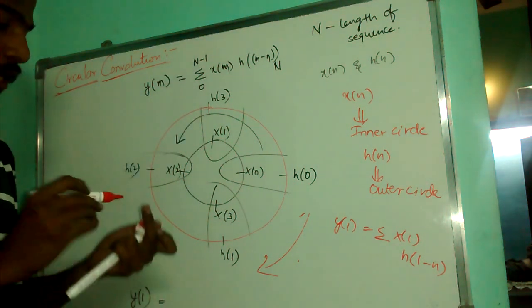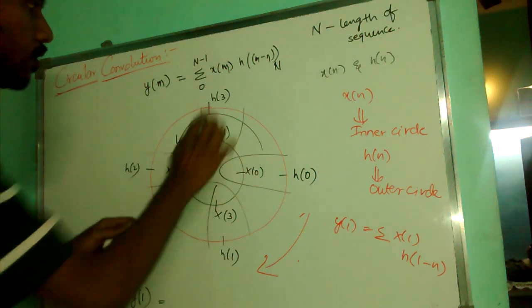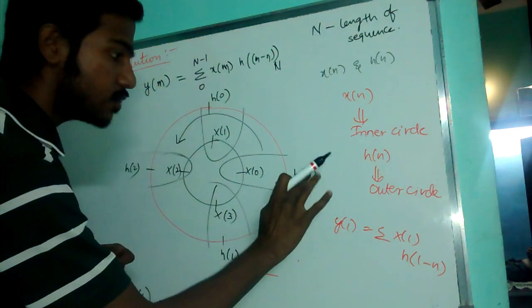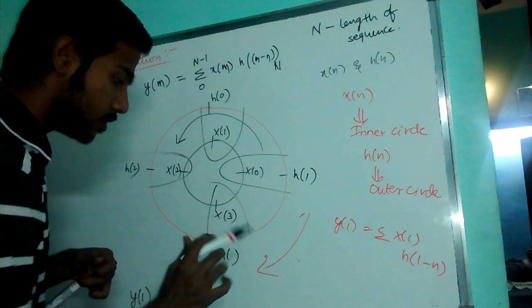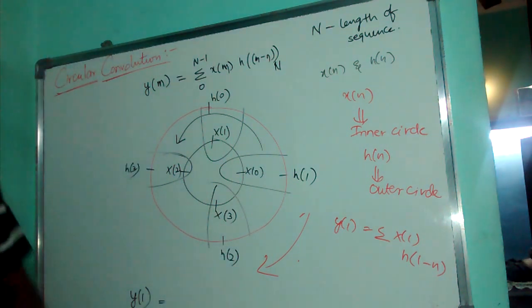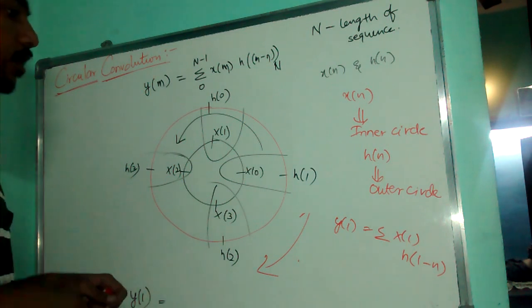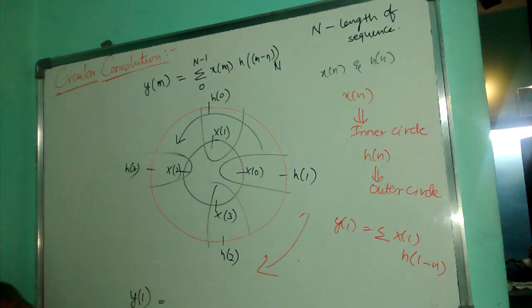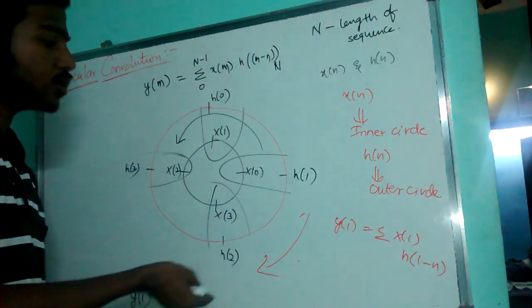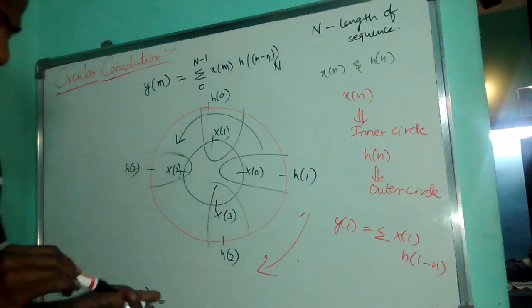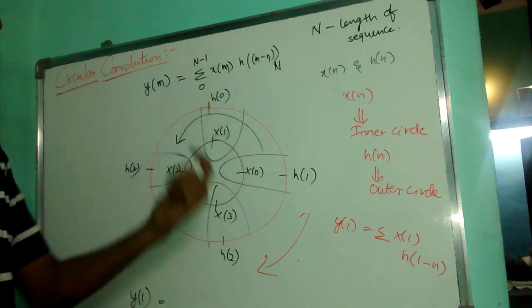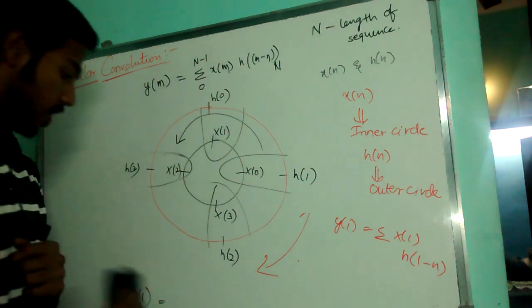So what I will do is shift by one time unit. So this will be my h of 0, this will be my h of 1, this will be my h of 2, this will be my h of 3. Right? I shifted one time unit. Similarly for h of 2 minus n, we shift by two time units. That means h of 0 will come here, then h of 1, h of 2, h of 3. Right? This is how we are going to perform the circular convolution and we get the values.